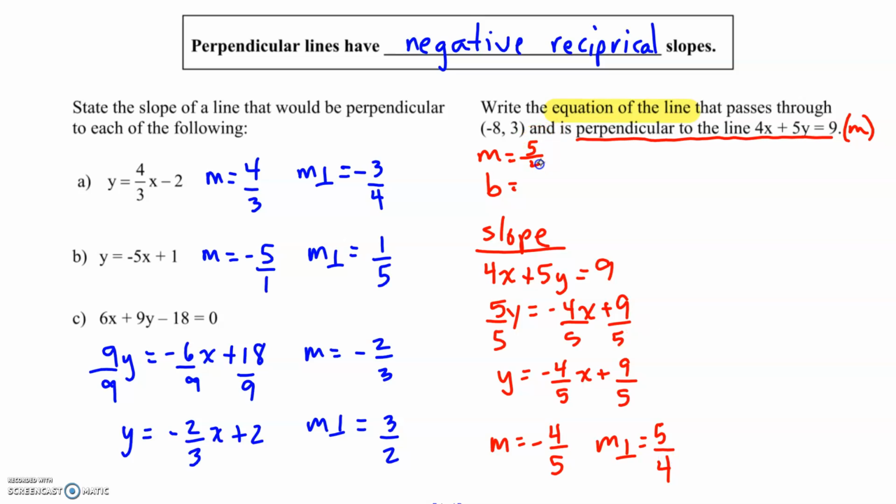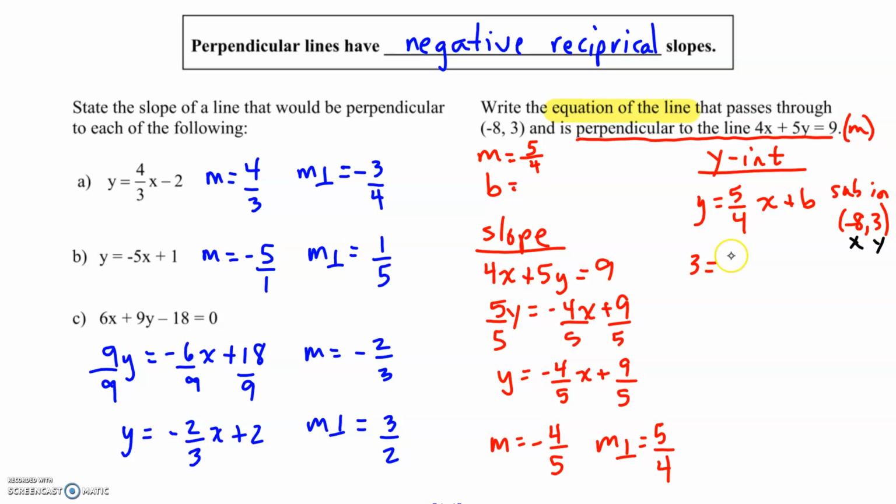So I have my slope. Now I'm going to use that to find my y-intercept. So to find the y-intercept, we write what we know so far. y equals 5/4x plus b, and we're going to sub in the point -8, 3. Okay, let's label. So we know -8 is our x value and 3 is our y value. I'll sub in 3 where y is, and I have 5/4 times -8 plus b.